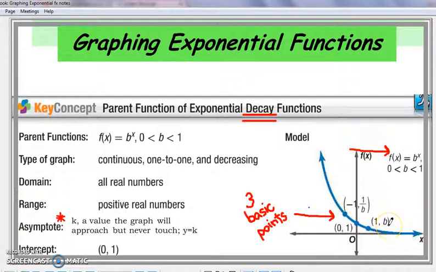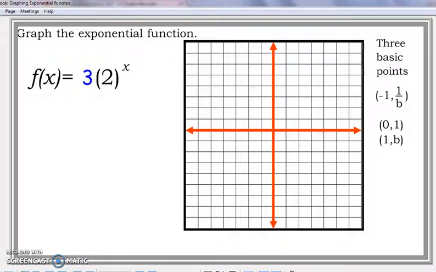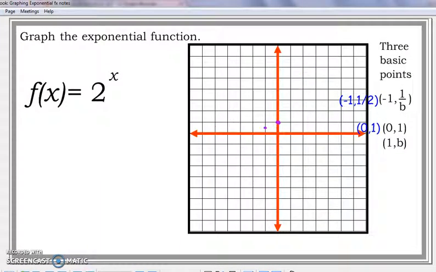But if you will look at the graph, it is decaying. So it is approaching as it moves from left to right. It is approaching the asymptote instead of growing from the asymptote, as it is in growth.